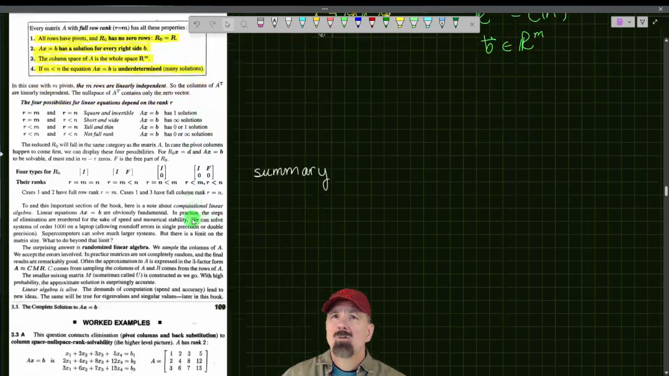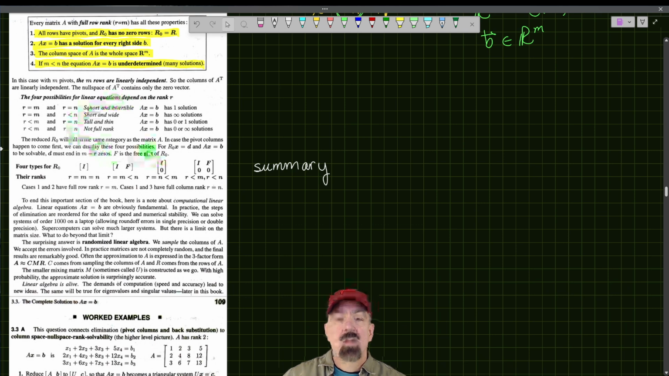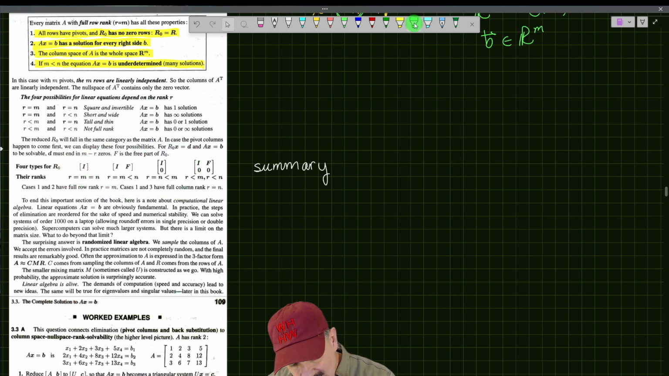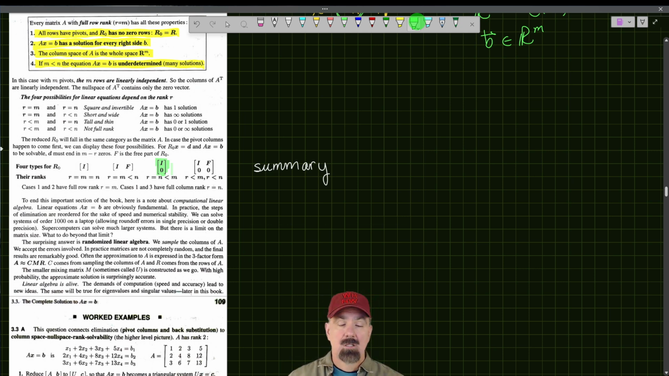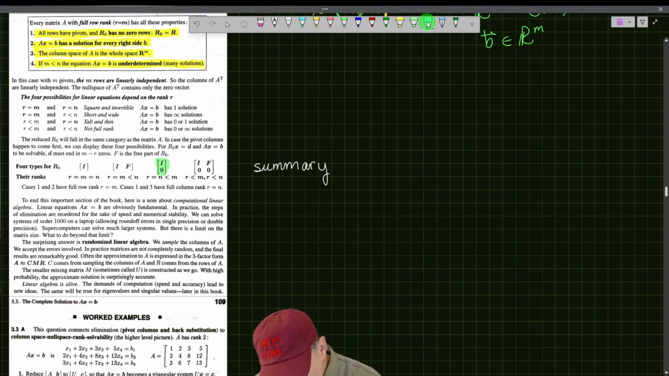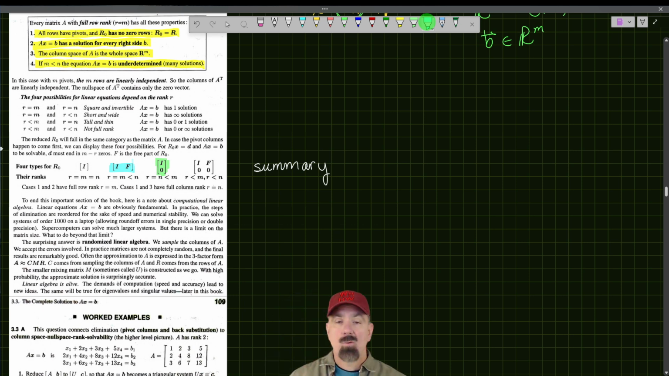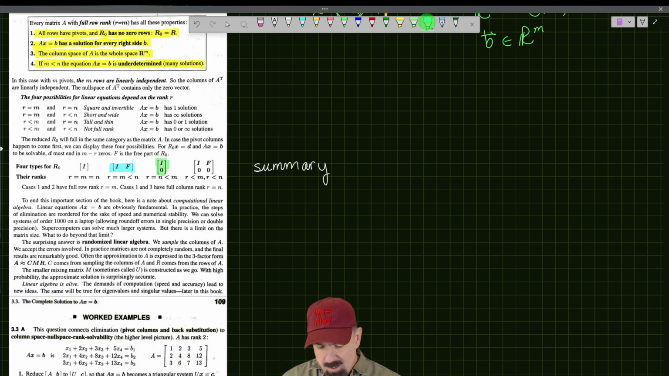It's worth looking through. You don't want to memorize this. You want to be able to draw the pictures and understand. Memorizing these types of things, that's not where we want to be. Again, the commentary about the F's are here. Let me just highlight the two examples that we looked at. This is the situation where we have full column rank and we have more rows than columns. And this situation here is where we have full row rank and we have more columns than rows. So these are the two cases that we talked about, first and second, respectively.